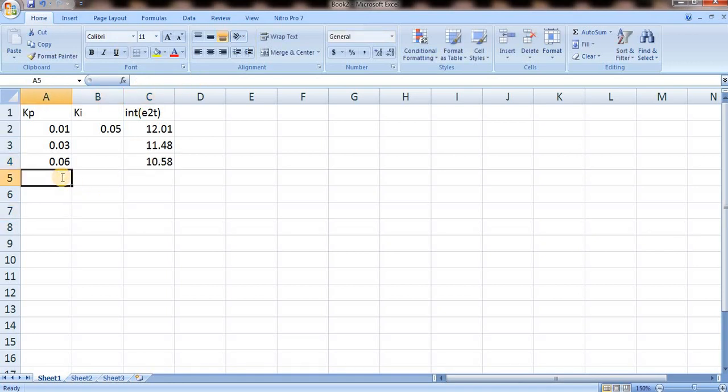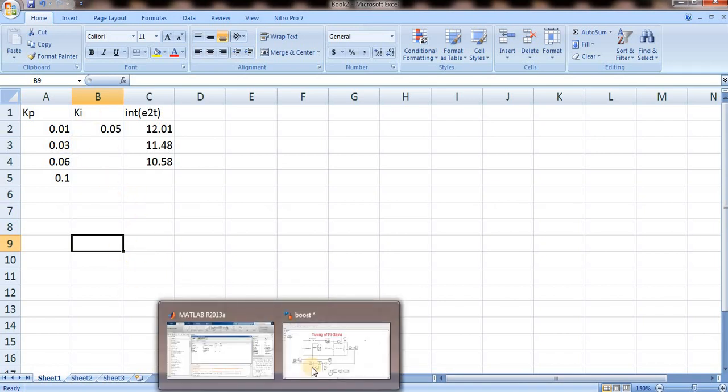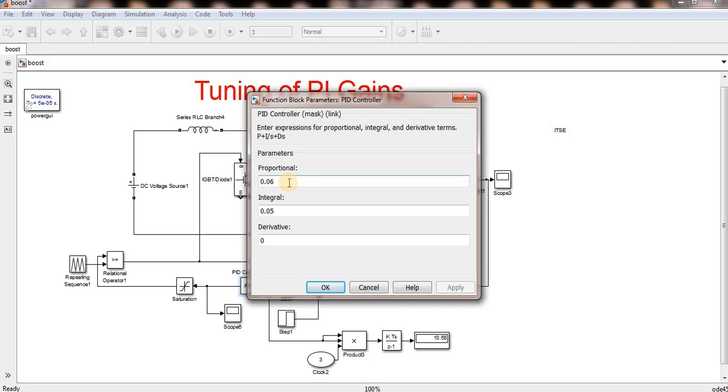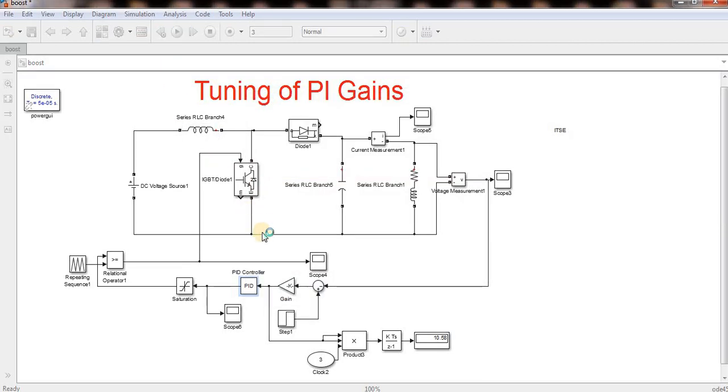So I can make it like 0.1. I can randomly increase it. This is a random procedure and this is a manual procedure. Many other optimization procedures are there, but this is the basic one, and it can be followed by anyone. There are no restrictions over here. This is the basic method for tuning of the PID, and this will give the best values.